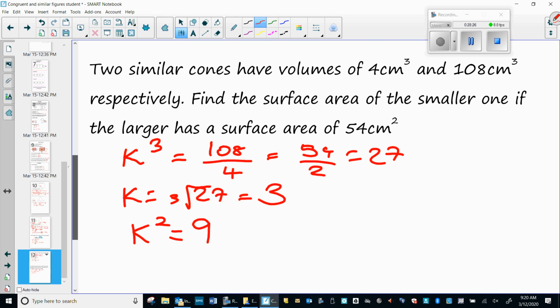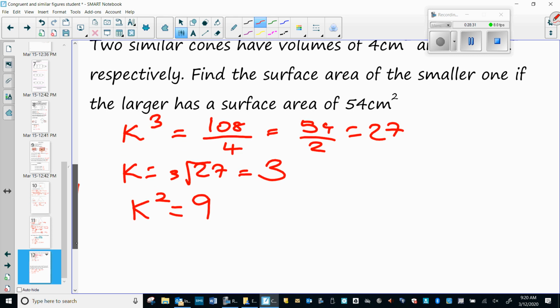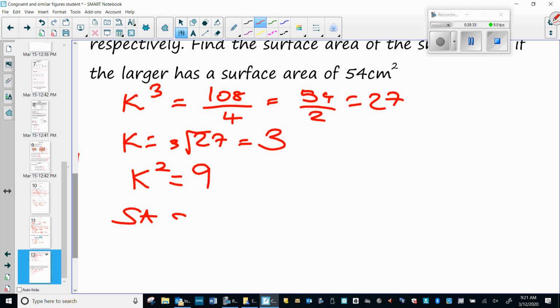And the larger one has a surface area of 54. So how do I find the surface area of the smaller one? So 54 divided by 9. Again, it's common sense: is it going to be multiplied or divided? So the surface area is 6 centimeters squared.